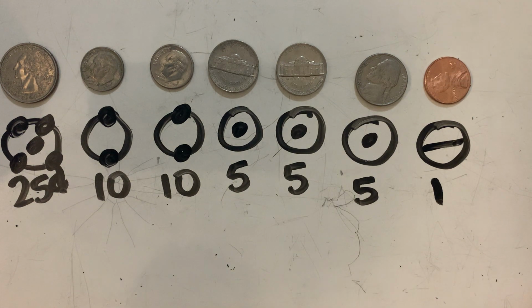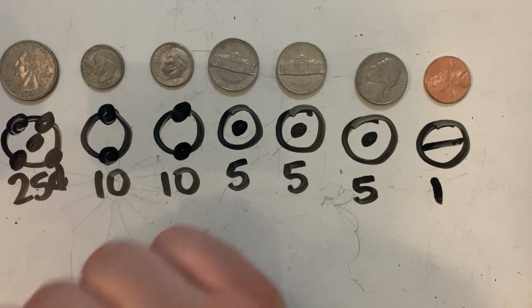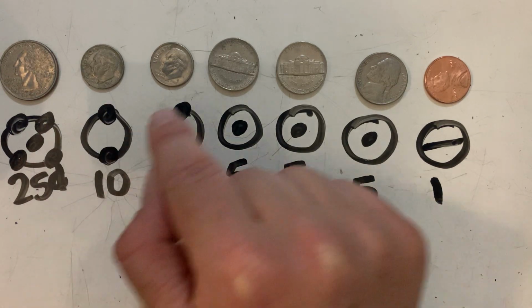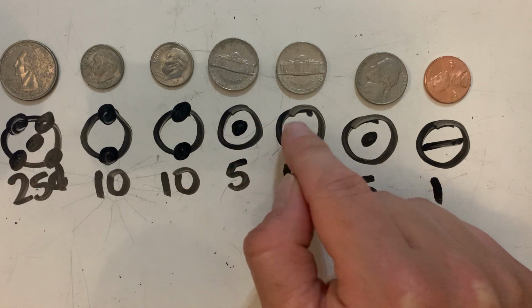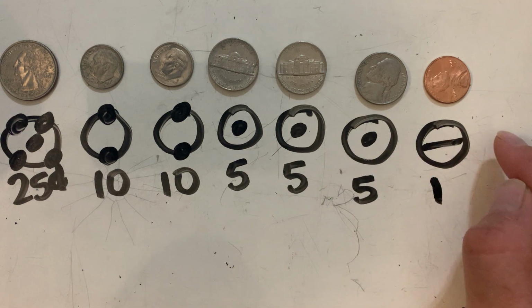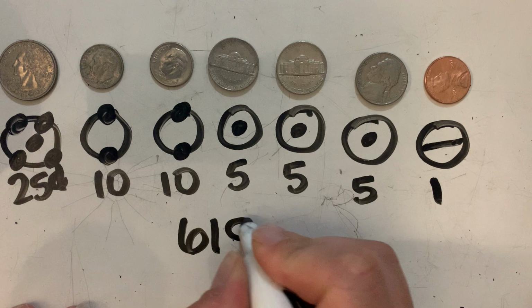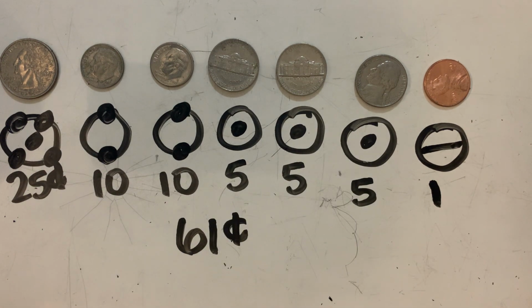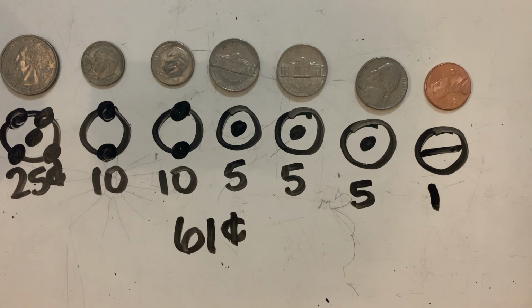Now let me add up the value. 5, 10, 15, 20, 25, 30, 35, 40, 45, 50, 55, 60, and then a swipe, 61 cents. Okay, so that's how we can order our coins and then find the total value.